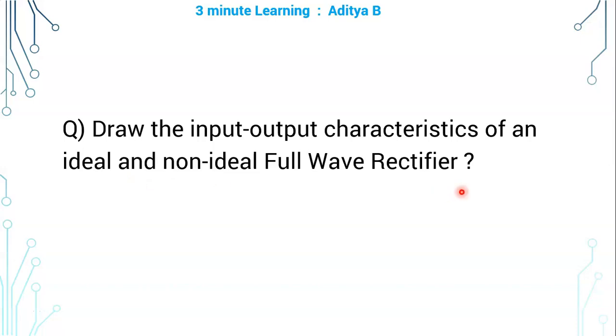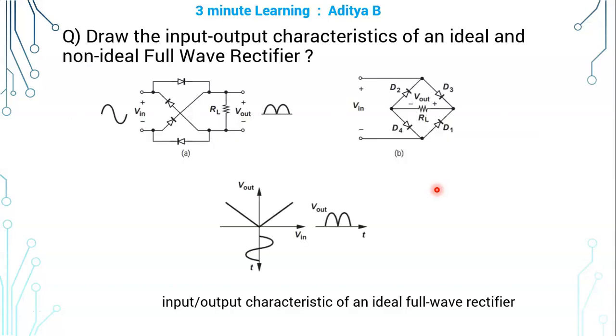Draw the input-output characteristics of an ideal and non-ideal full wave rectifier. The difference between ideal and non-ideal is, in case of ideal full wave rectifier, we consider that the 4 diodes used are ideal diodes, that is their cut-in voltage will be 0 volts. Whenever the difference between the voltages of anode and cathode is positive, the diode will turn on, else the diode will turn off. Likewise, whenever the diode is on, replace it by a short circuit, and whenever the diode is off, replace it by an open circuit.